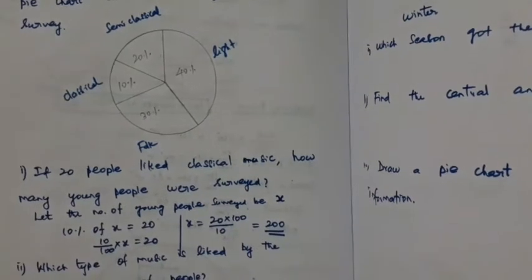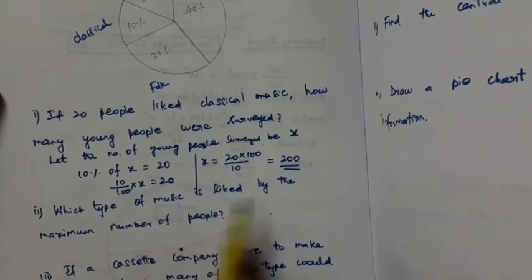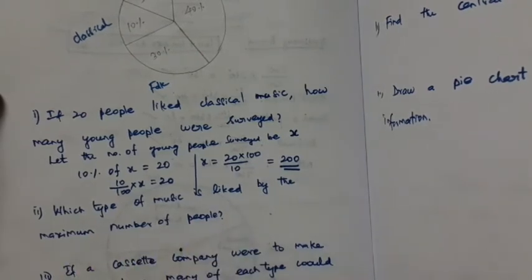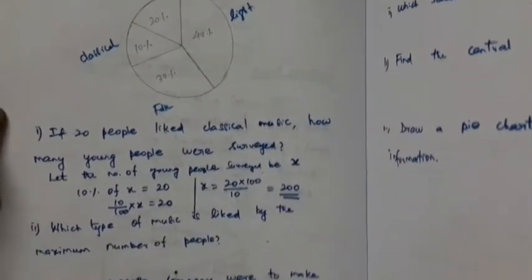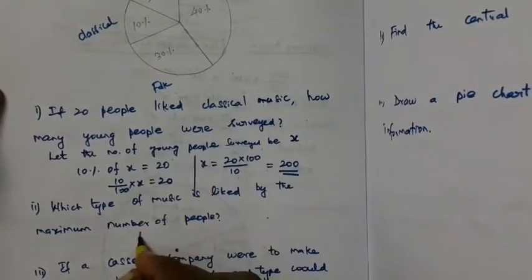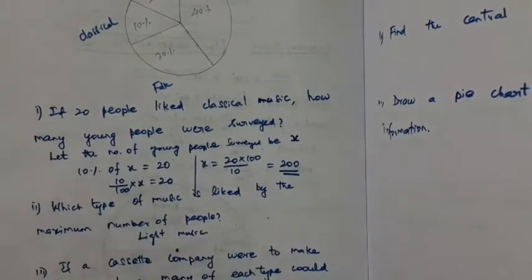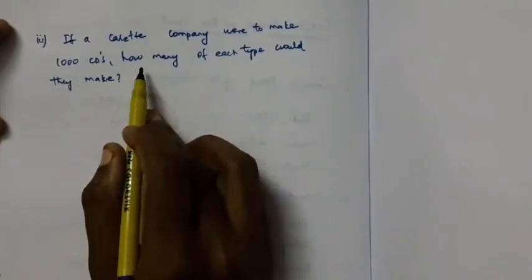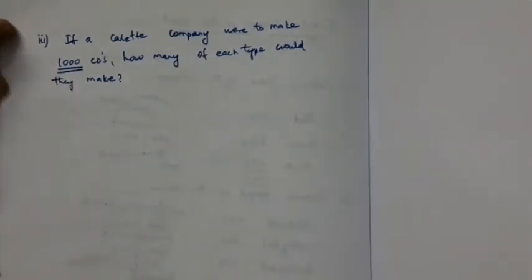Next question is, which type of music is liked by the maximum number of people? From the percentage you can say, here it is 40%, the highest percentage. So I can say light music. The next is, if a cassette company were to make 1000 CDs, how many of each type would they make? So the company wants to make 1000 CDs.